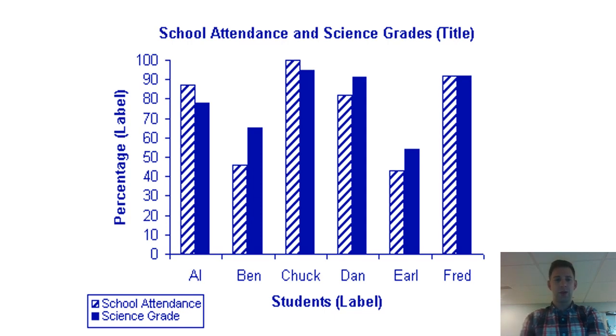Okay, hopefully you're able to figure out that school attendance is positively correlated with science grade. Students that go to school often tend to do better in school, like Fred or Chuck. Students that don't go to school as often, like Ben and Earl, tend to do worse in science. So I would say that would be the overall gist or the overall pattern of this graph. So that is HAULT, H-A-U-L-T.